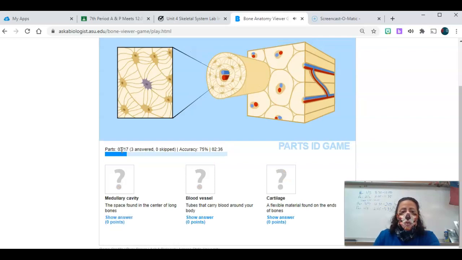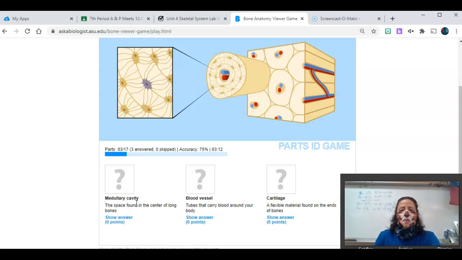You'll notice it tells me that I correctly answered 3 out of 17. 3 answered, 0 skipped. So that's what I'm going to be looking for. When we're done with this, I'm going to be looking for that none of the answers were skipped. I don't really care what grade you get, really, because I just want to know that you actually went through the simulation and didn't skip anything. That's all I'm going to be looking for. So don't worry too much about what your actual score is or how long you took to get through it, okay? Right, so next is medullary cavity.